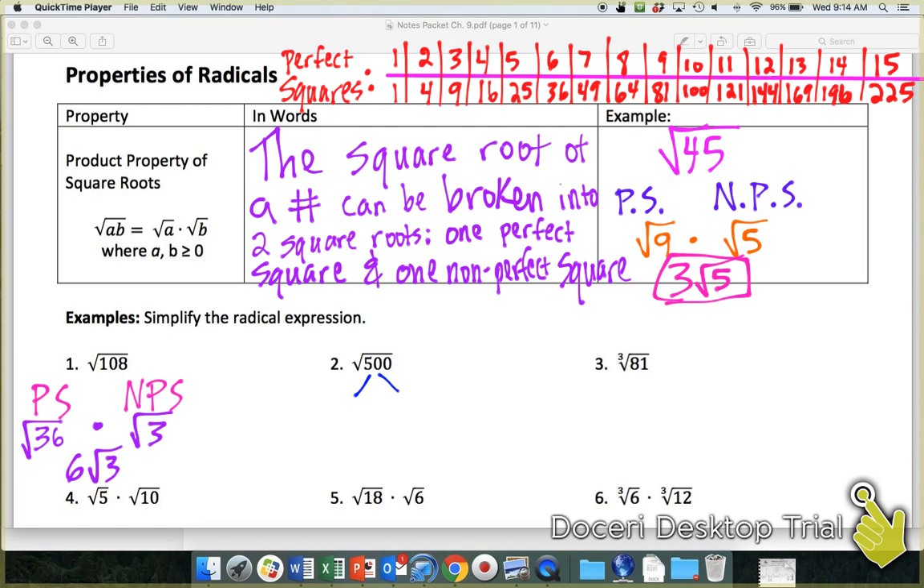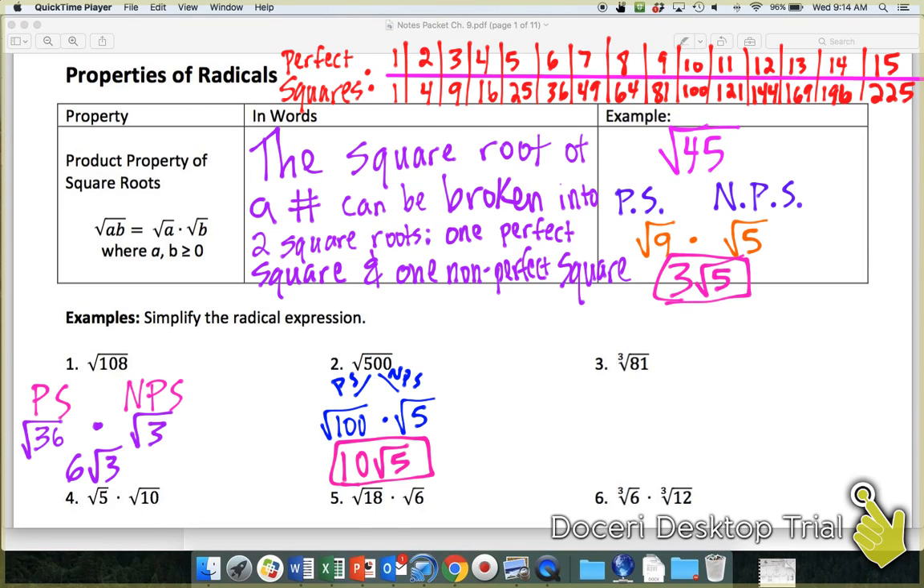Okay. So this is our PS, this is our NPS. I write it every time just because it helps me remember, but I would if I were you. Square root of 100 times square root of 5 is the same thing as square root of 500, right? What's the square root of 100? 10. And can we square root 5? So there's our answer. 10 square roots of 5.